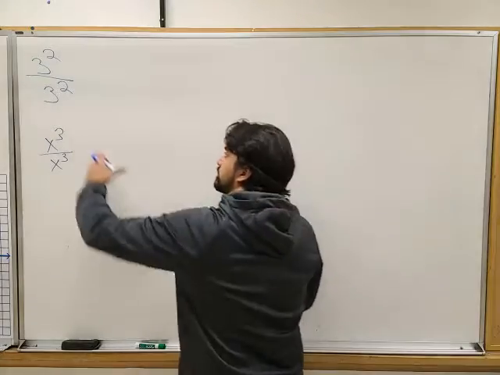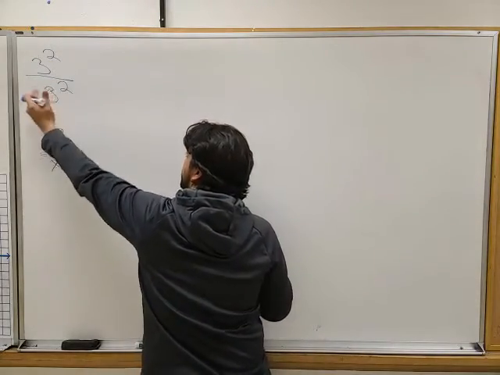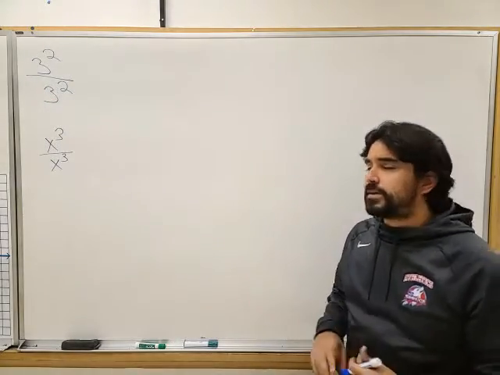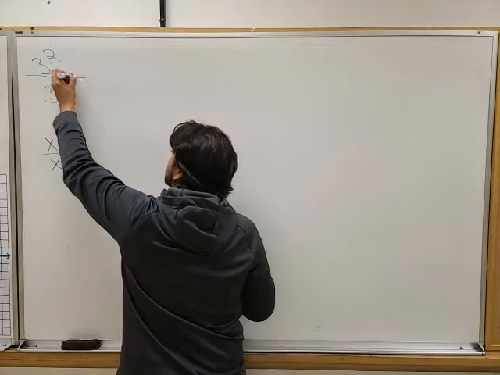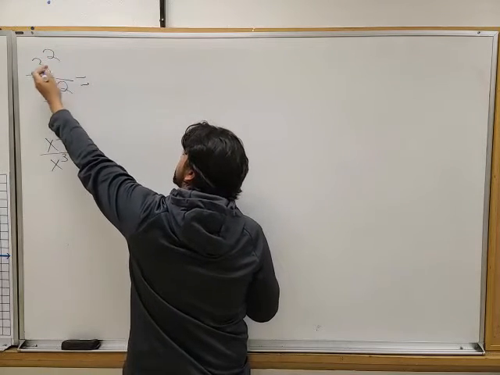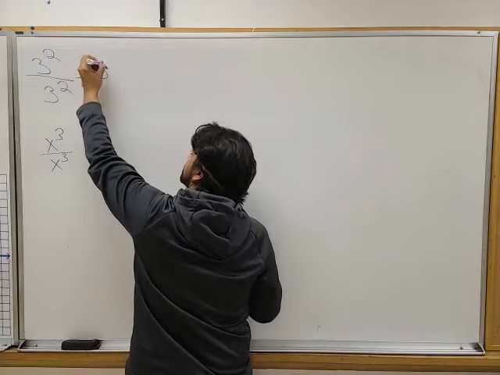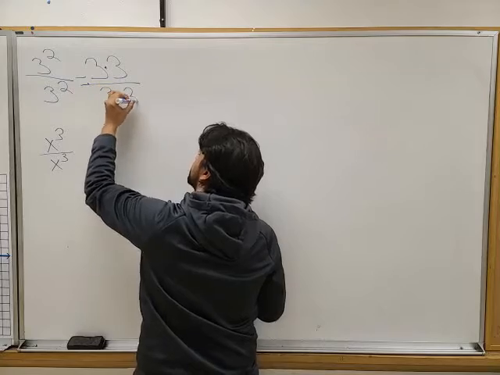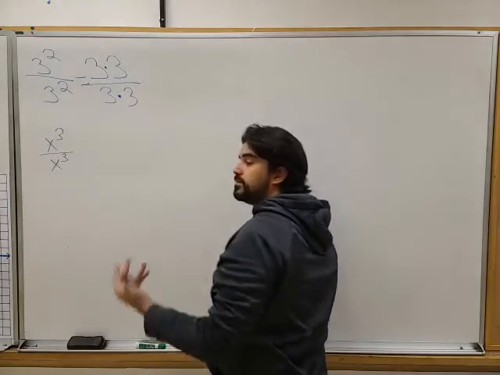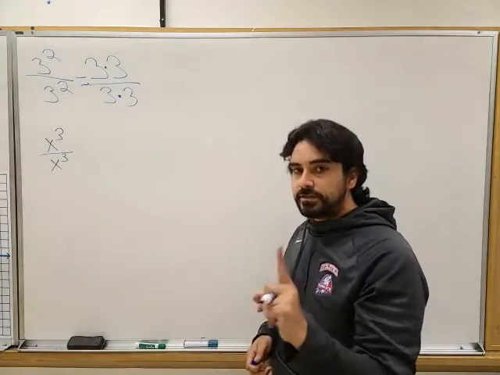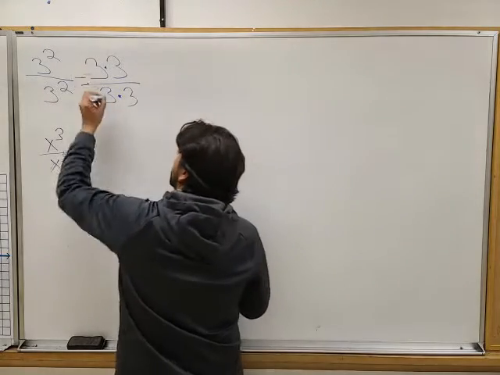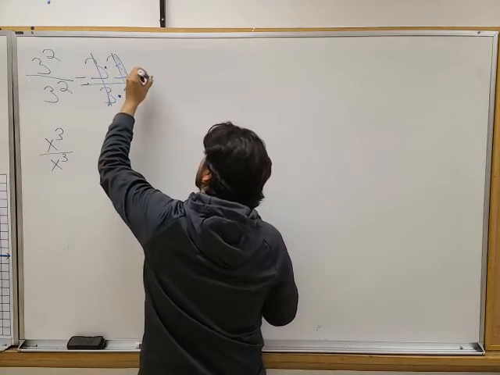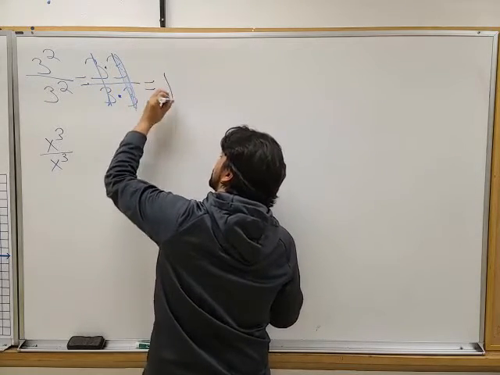So we have 3 squared divided by 3 squared. As we know, first thing to do is let's go ahead and expand it. So my base is 3, so 3 times 3 over 3 times 3. And we know anything divided by itself is equal to 1. So 3 divided by 3 is 1. 3 divided by 3 is 1. So we know our answer is 1.